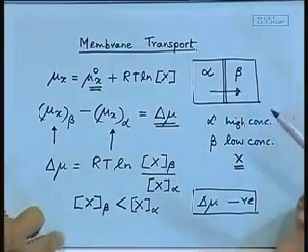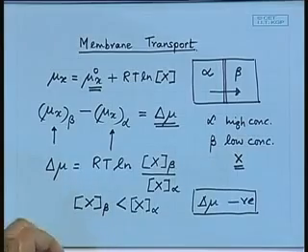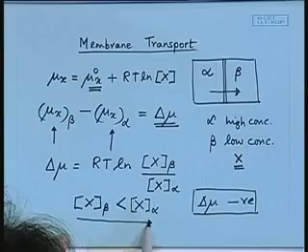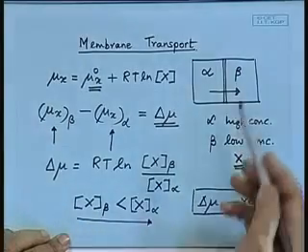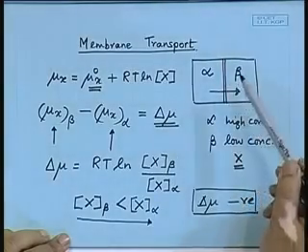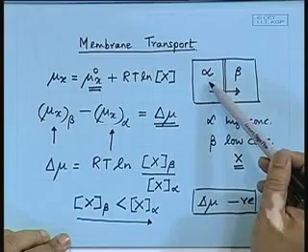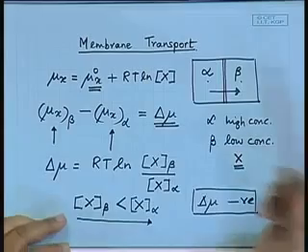Okay. This is something you have done before, but it is just basic thermodynamics that all of you have studied. What we are looking at is a normal spontaneous reaction that is going to occur here, because delta mu is negative and we have the transport of X going from alpha to beta, where the concentration of X in alpha is high and in beta it is low.